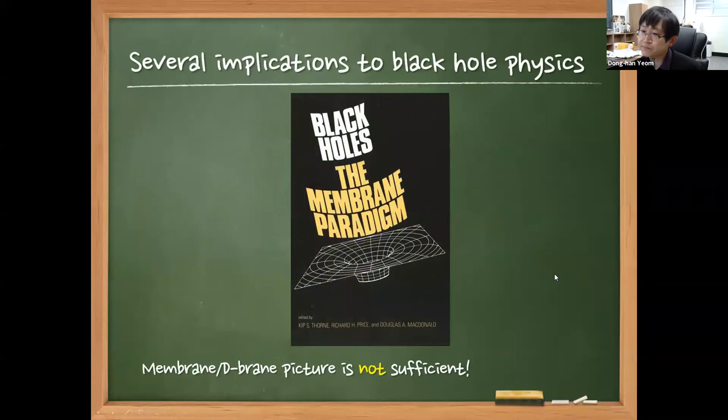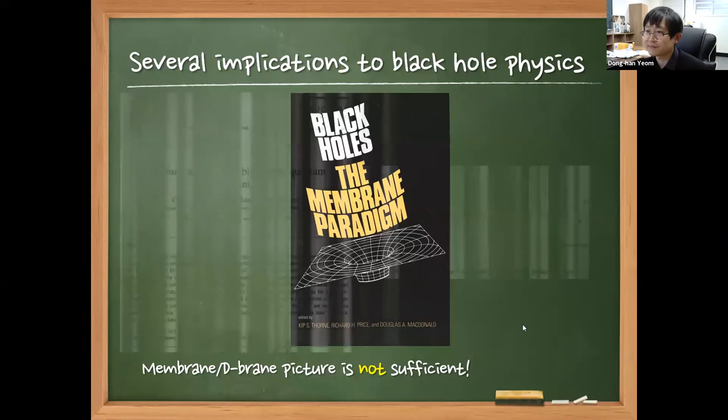Probably the idea of the stretched horizon was borrowed from this famous book by Thorne, Price and Macdonald. This membrane paradigm is okay for very classical black holes, but it may not be the case for evaporating black holes. So there's no physical membrane at the horizon. There's definitely no membrane. If there is, maybe you may say differently: there may be a membrane, and the name must be the firewall. But in terms of GR, there must be no membrane, I would like to say, or you may modify some assumptions and say differently. This assertion is not complete, but let me say that the membrane or D-brane picture is not sufficient.